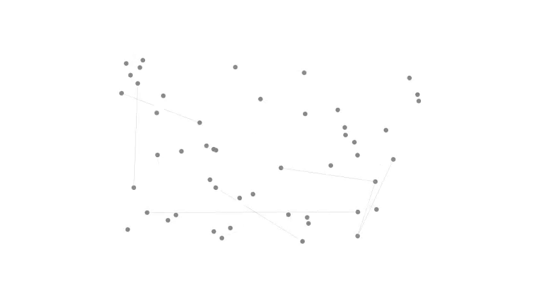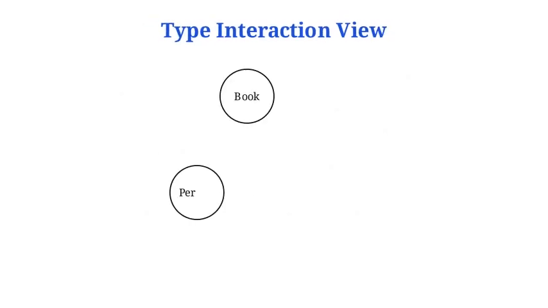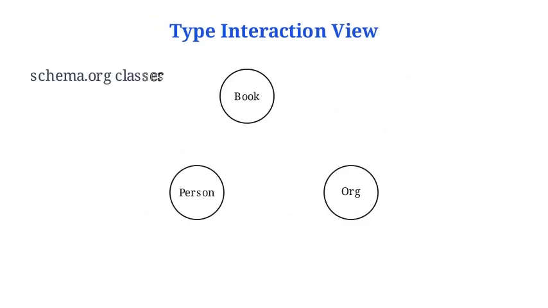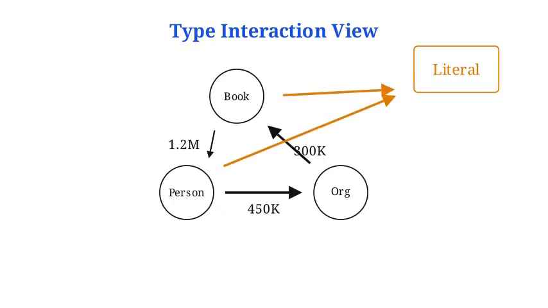To manage millions of entities, we start by abstracting the graph into a type interaction view. Instead of looking at individual triples, we build a compact graph where each node represents a schema.org class. Every original triple contributes to a count between subject and object types. For example, if a triple links a specific book to an author, we increment the count for the edge between the book type and the person type. We also include a literal sink for data that isn't a link to another entity.